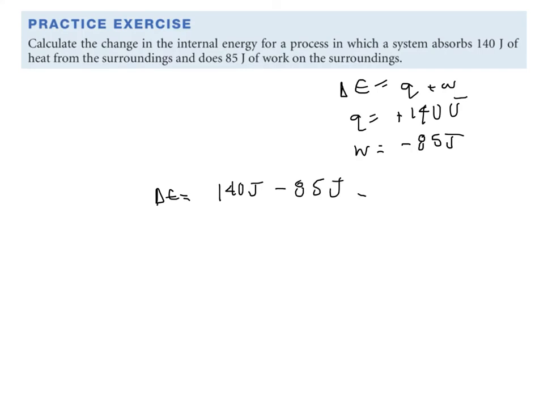And this will give us 55 joules of energy. So there's going to be a 55 joule energy change. And our Q value, because it's positive, means that our reaction is endothermic, meaning it needs to absorb heat in order for the reaction to go.